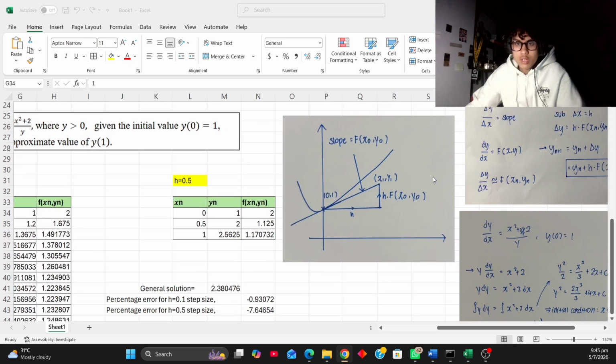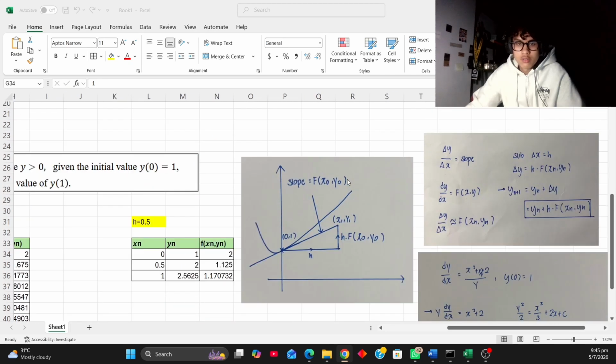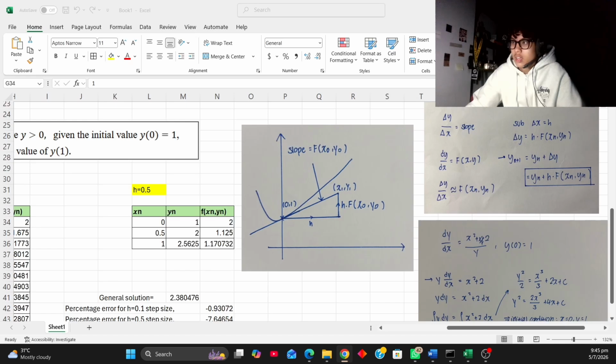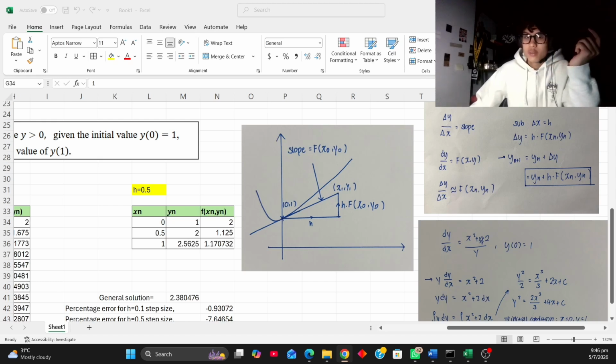So if you could take a look at the graph that I have drawn over here, my diagram. The curved line in this diagram represents the exact solution of the differential equation. However, in most cases, we don't know this exact curve. So Euler's method estimates it using tangent lines, which is here. So we begin from the known initial point, which is in this question (0, 1).